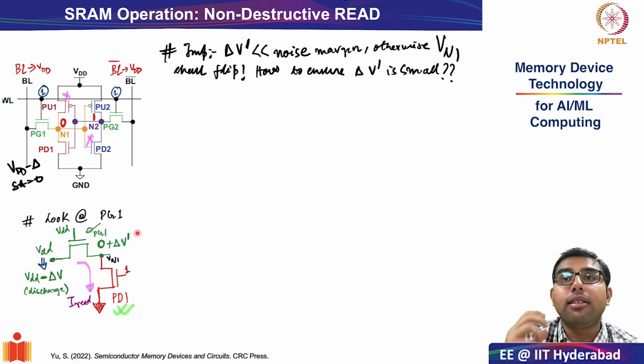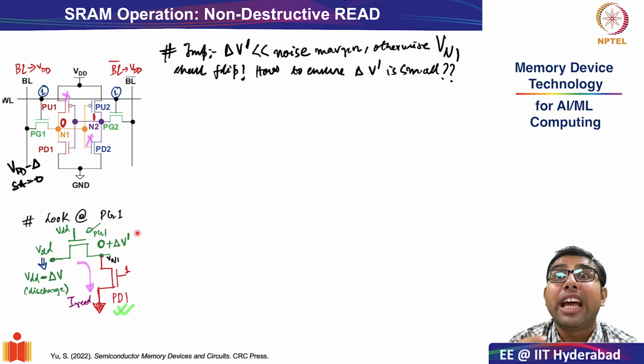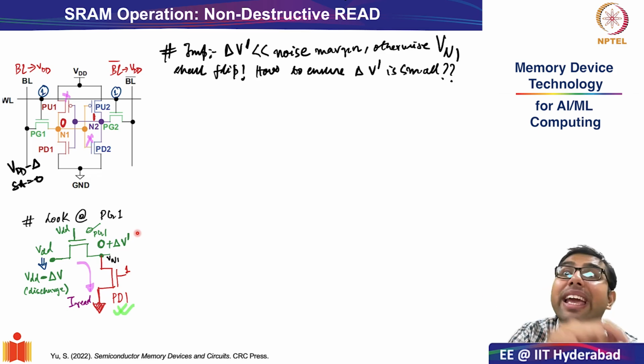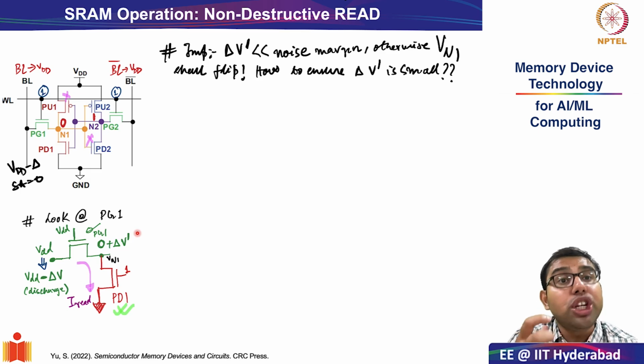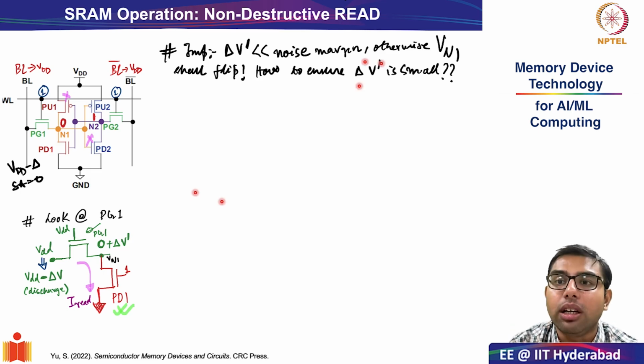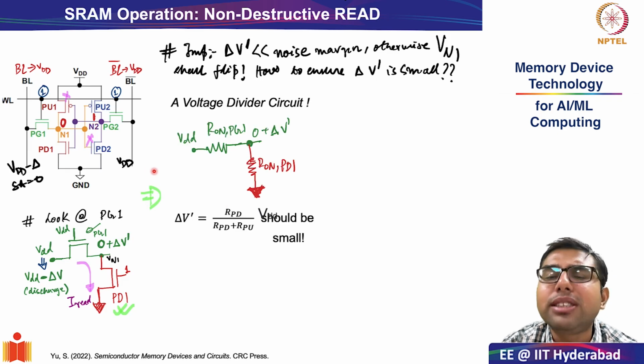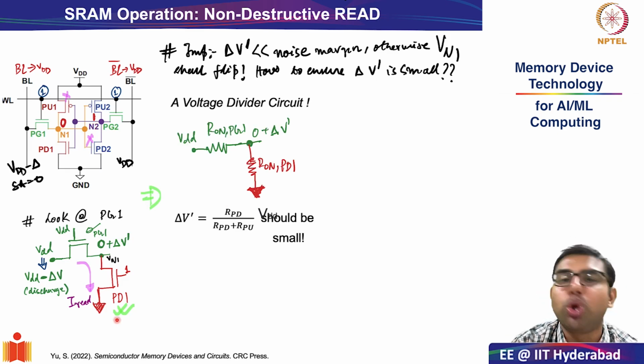And this is why the concept of noise margin becomes important, not only in storing information during the hold cycle, but also ensuring non-destructive read in the read cycle. And how do we ensure that this delta V dash is very tiny? It is less than the noise margin. And to do that, we will do a very simple analysis of these two transistors. We will abstract these transistors as simple resistors having some on-state resistance.